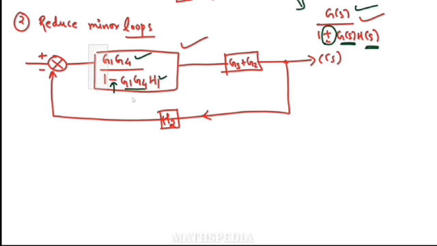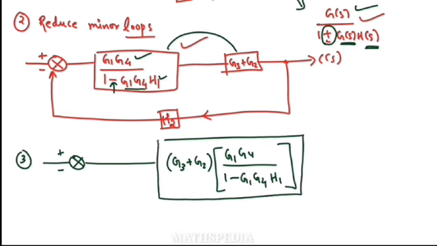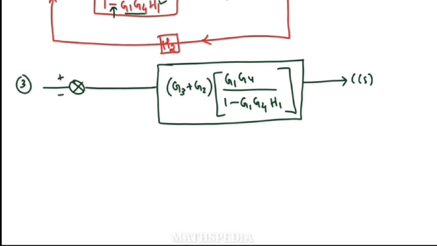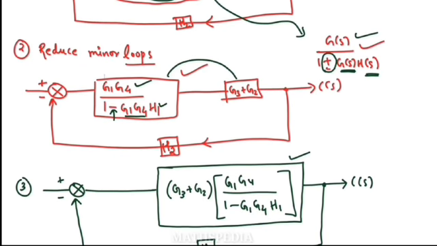So next we go to the whole system now. The whole system we have to reduce because the blocks are in series. So we said in series you have to multiply. So multiplying, we'll have G3 plus G2 multiplied by G1, G4 over 1 minus G1, G4 over H1, with the feedback H2. Therefore, this one will be the resultant block.